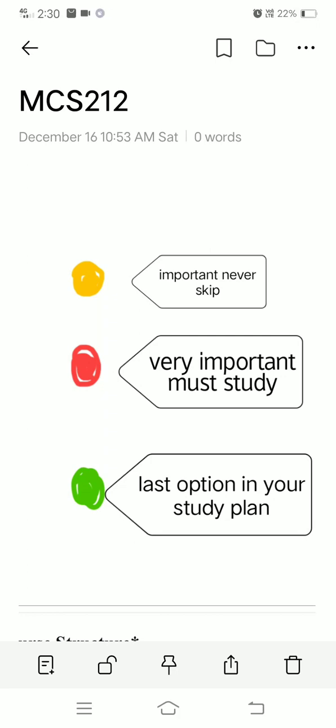Hi all, this is MCS212 Discrete Mathematics. This paper is Discrete Mathematics for the IGNOU students, first semester, second paper.